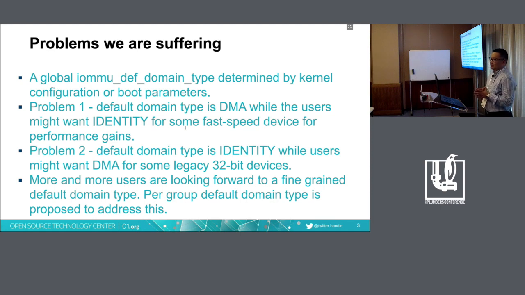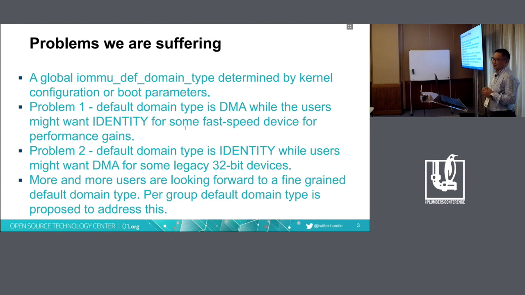Currently in the IOMMU driver, we have a global domain type called the IOMMU default domain type. This is determined by kernel configuration or boot parameters, and the boot command parameters will override the kernel boot configuration. So this causes some problems. For example, problem one: when the default domain type is DMA, the users might want to bypass the IOMMU for some super speed devices, for example, a NIC device, for performance consideration. So with the current IOMMU driver, we cannot do this.